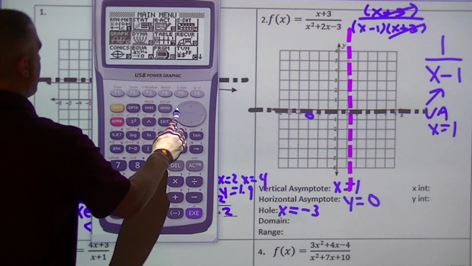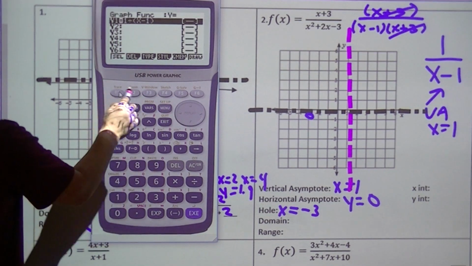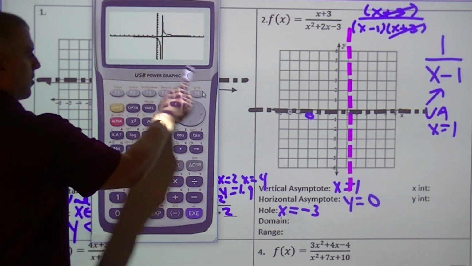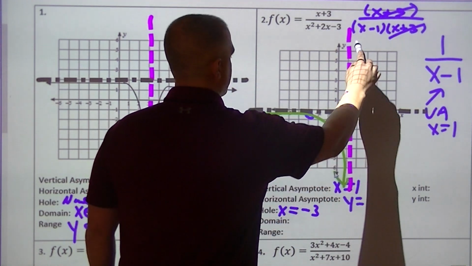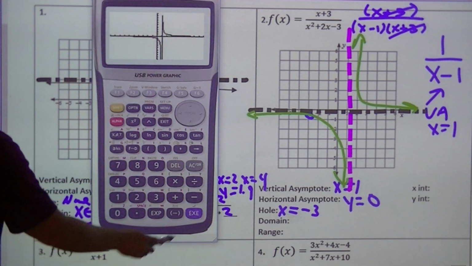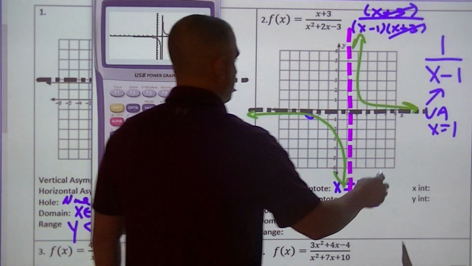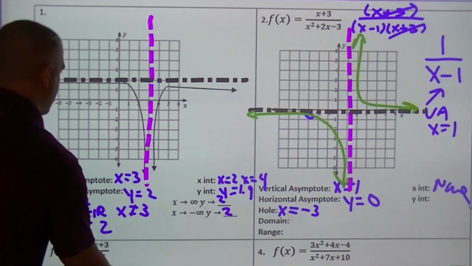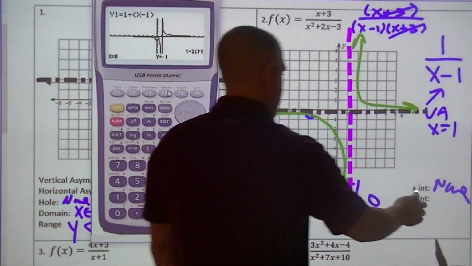Now I'm going to go to the graph. If I want to draw it, hit select, draw, and you see the curves now. The curves are here and here. I'm going to go through that point, down near the pink part there, down by both asymptotes. To find the x and y intercepts, G-Solve root is none, so this would be none. G-Solve y-intercept, y equals negative 1.